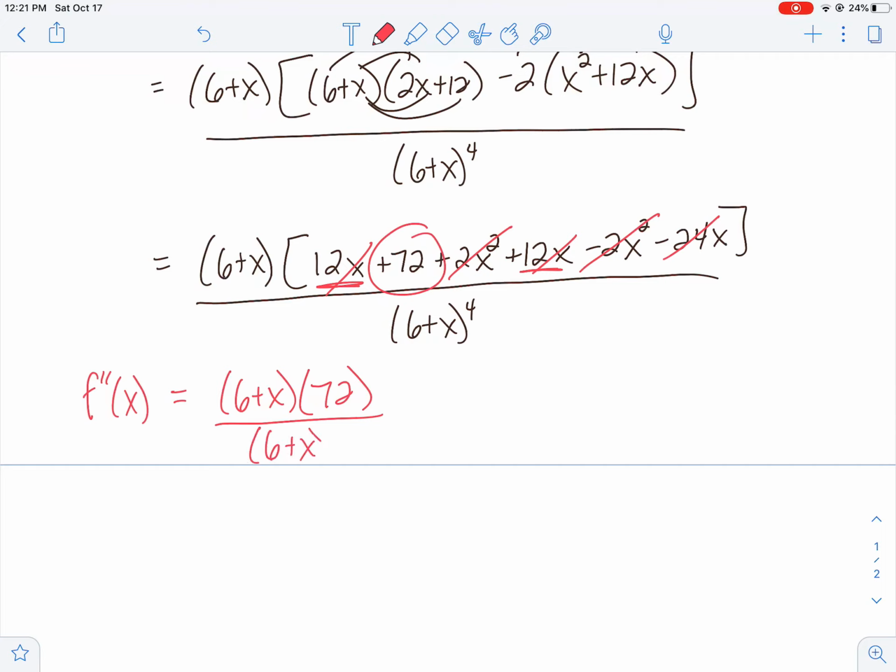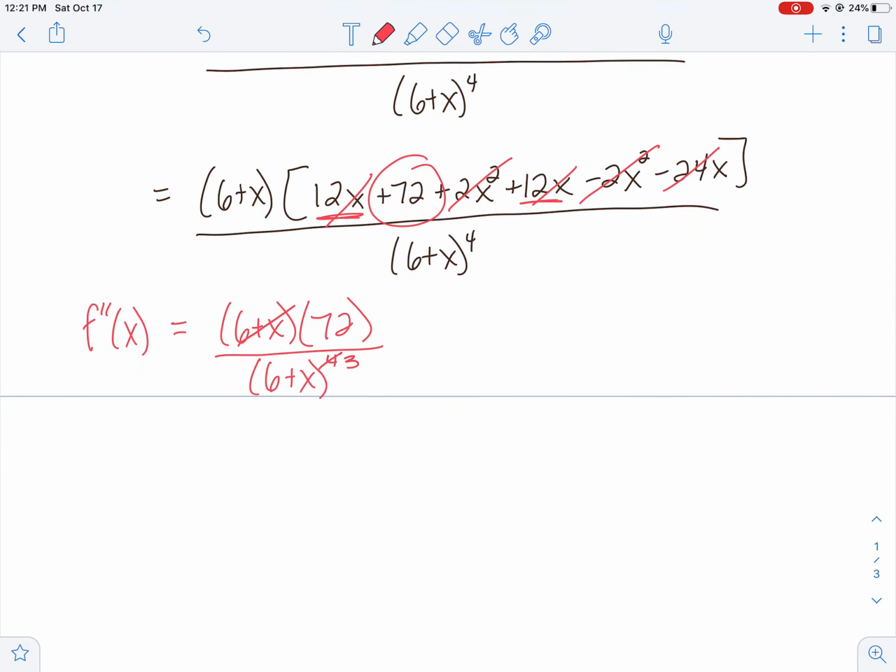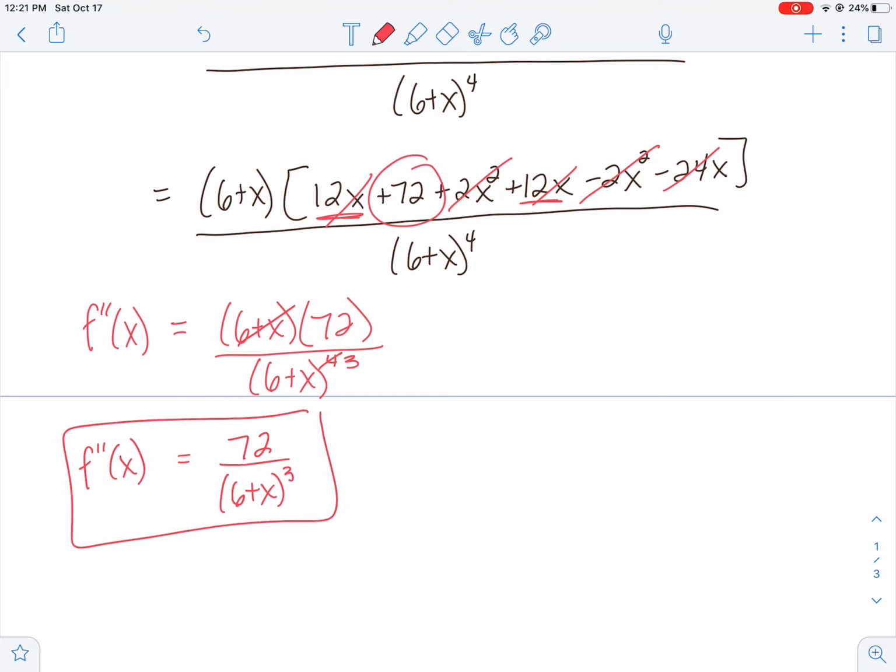Over the denominator, which was the 6 plus x to the 4th power. And if you notice, I have a factor from the top that's the same as a factor from the bottom. So I can reduce a 6 plus x from the top and the bottom. That would leave me with a second derivative of just a 72 on the top and then a 6 plus x cubed on the bottom.